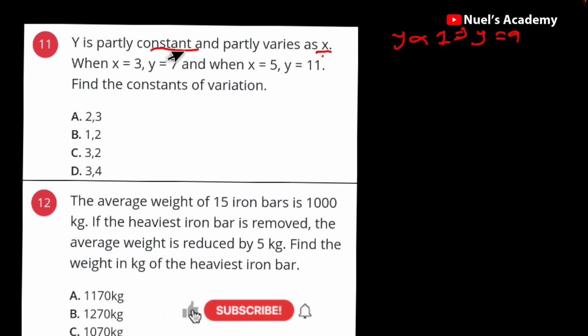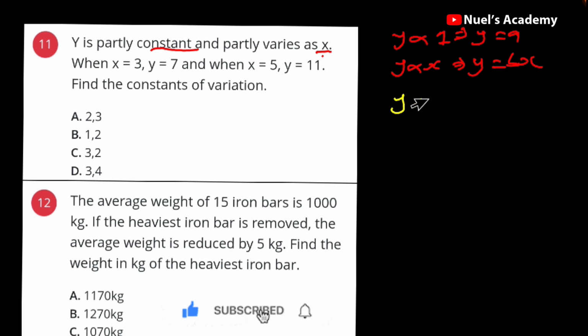So the second part says y partly varies as x. So this is y varies proportionally to x. Now to remove this proportionality sign, we write it as y is equals to, now we're going to introduce another constant, which is bx. Now if you combine these two equations, you have y is equals to a plus bx.